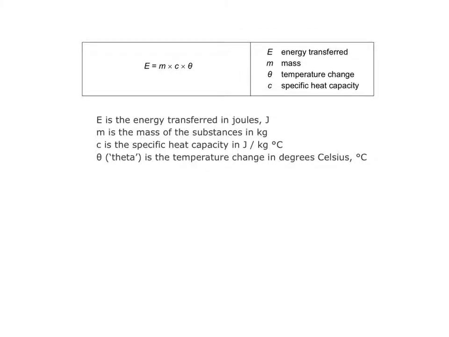The first equation on your Unit 1 Physics datasheet is E equals m times c times theta. It will tell you what each one stands for, but it will not tell you the units. So it will tell you E is the energy transferred. You've got to remember that's in joules. M is the mass of the substances in kilograms. So it will tell you it's the mass, but you've got to remember it's kilograms. And if it's not given in kilograms, you've got to convert it to kilograms.